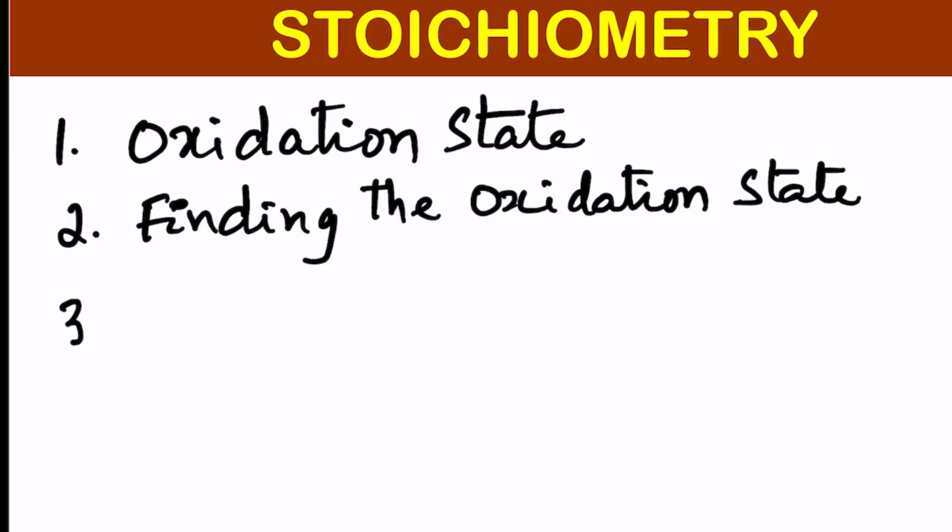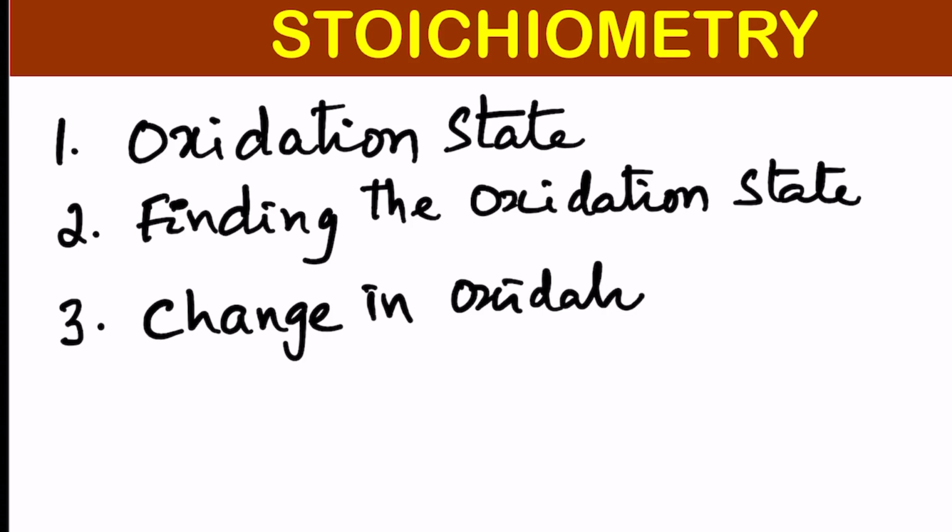Now what is the third thing that you need to know? The third thing that you need to know is the change in oxidation state. In what way will the change in oxidation state help us to solve this problem? You need to find the oxidation state on the reactant side. You need to find the oxidation state on the product side, and the difference in this oxidation state will give us the number of electrons involved in that redox reaction.